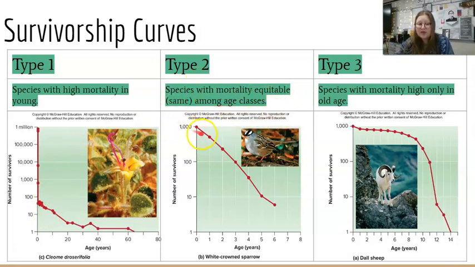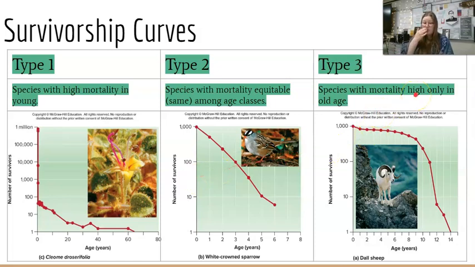Type 2 is going to be species with mortality equitable, which is the same among the age classes. So we get a very straight line down. Most birds are an example. We start with 1,000, and then we lose this many by age 1. We lose almost the same amount to age 2, almost the same to 3. It's a pretty consistent line.